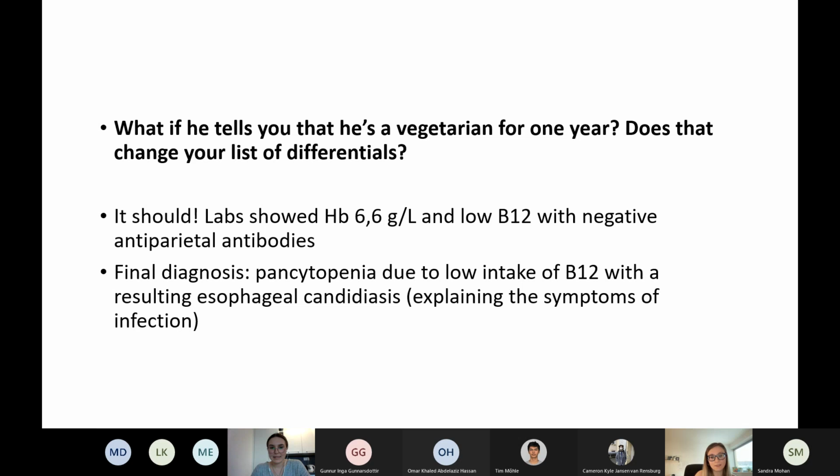So basically, in his case, the labs showed a hemoglobin of 6.6, and in men it should be approximately 12 to 15 grams per deciliter, and he had low B12 with negative antiparietal antibodies. So he did not have autoimmune pernicious anemia. It was due to low intake. And then his final diagnosis was pancytopenia due to low intake of B12 with a resulting esophageal candidiasis, which is explaining the symptoms of infection.